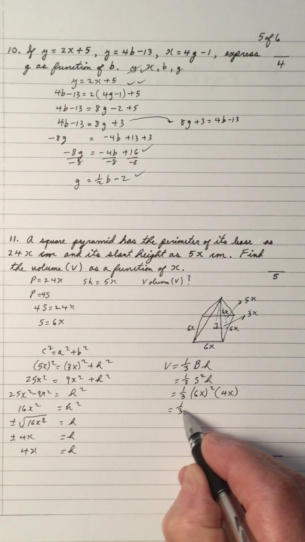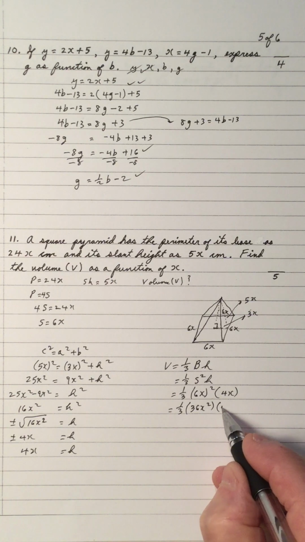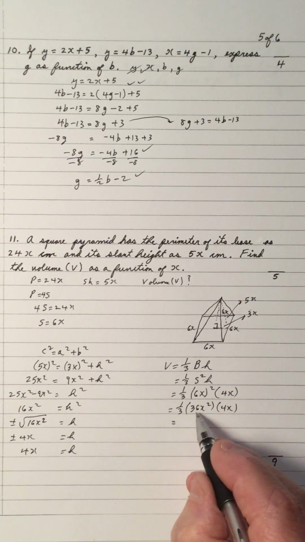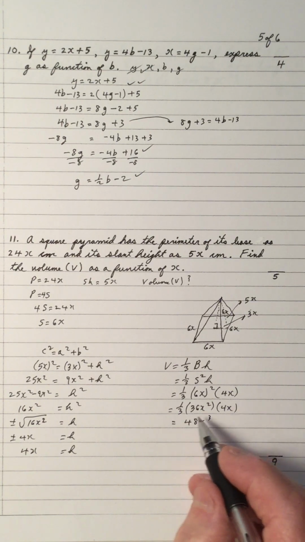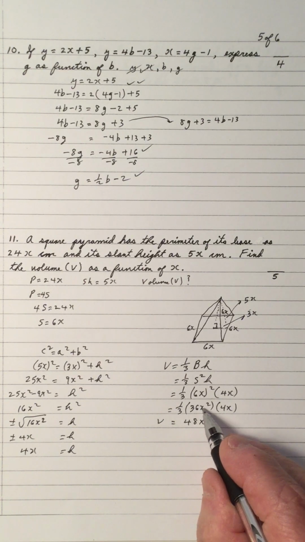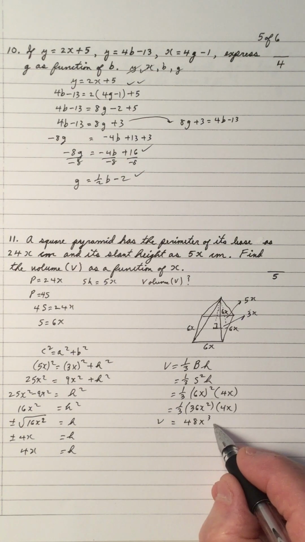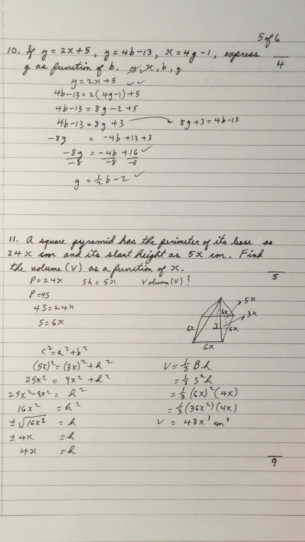So we'll square first to get 36x squared, times 4x, and that's a 12. 12 times 4 is 48x cubed. So that's the volume as a function of x. And remember, this is square centimeters and centimeters, so this is centimeters cubed in terms of the volume.